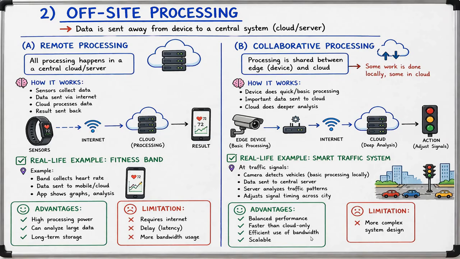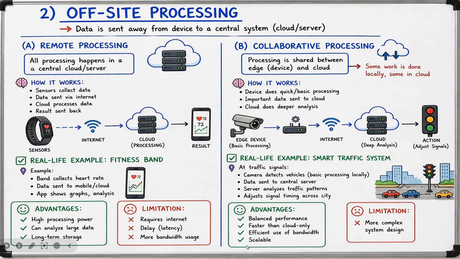Now advantages here are the balanced performance, which combines speed of local processing and the power of cloud, and provides efficient overall system performance. And then second is it is faster than the cloud only. It means quick decisions are taken locally without the delay, and it reduces the dependency on cloud for every task. Third point is the efficient use of bandwidth, where only necessary data is sent to the cloud, and this reduces the network load and the cost.